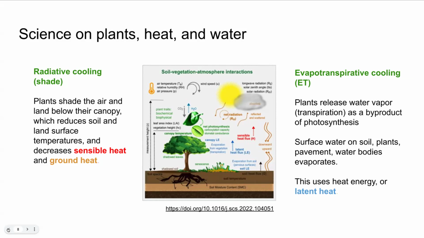Plants also, as a byproduct of photosynthesis, transpire water. So water vapor comes through their leaves as a product of photosynthesis into the air. It's a water vapor flux. And additionally, water that may be on the surfaces of plants, soils, pavements, any surface also evaporates. That's why it's called evapotranspiration.